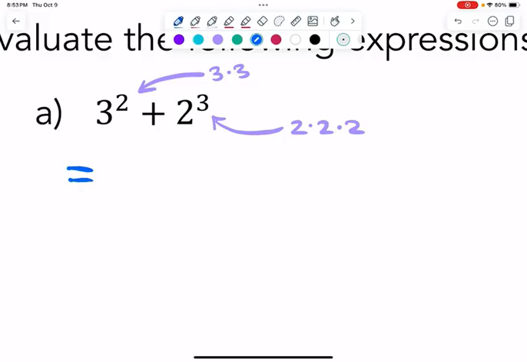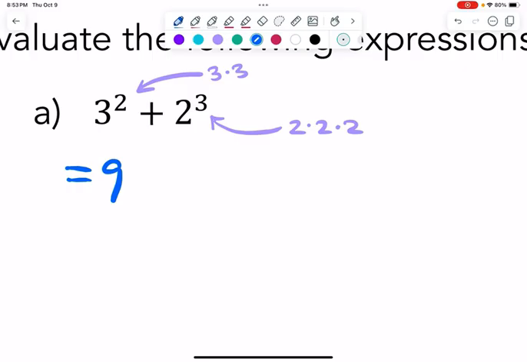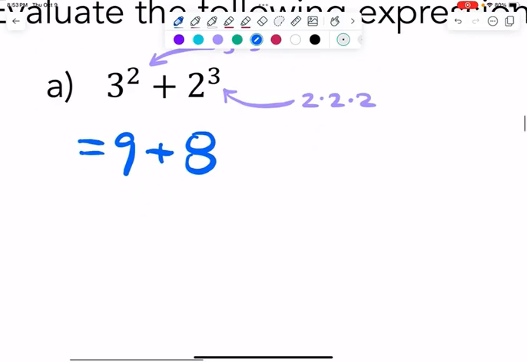3 to the power of 2, in our heads we're thinking 3 times 3. On our paper we say that's 9. Then there's this plus sign. That would go next. And then after that is whatever 2 to the power of 3 is. In our heads we've got 2 times 2 times 2. On paper we're writing that that's 8. And to finish this off, all we need to do is write down what 9 plus 8 is. And these days, that's 17.